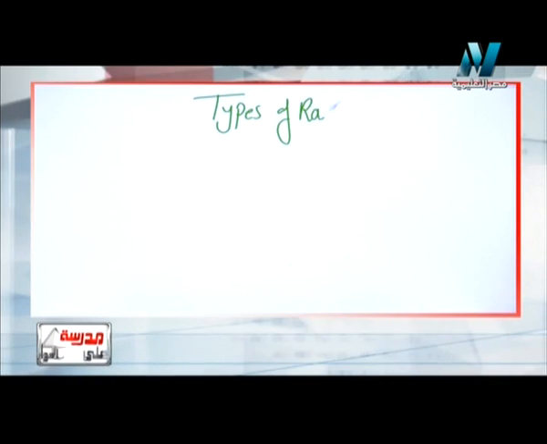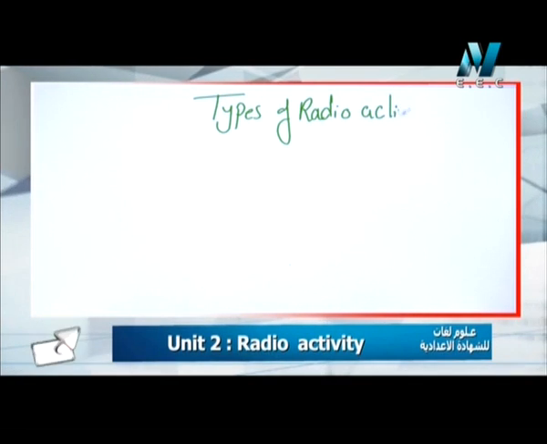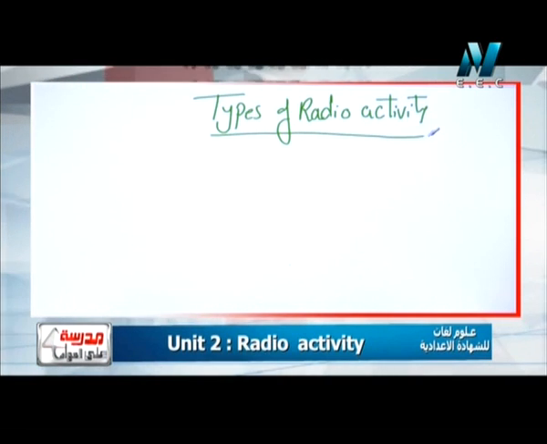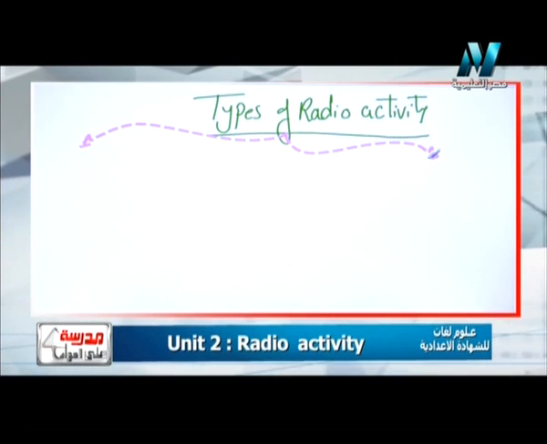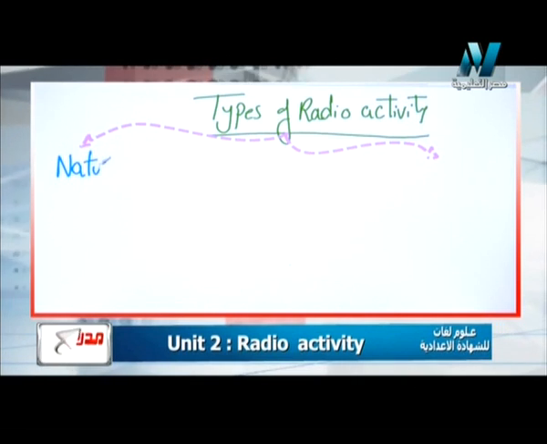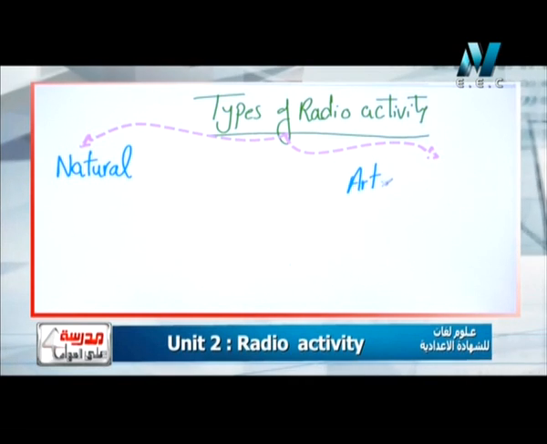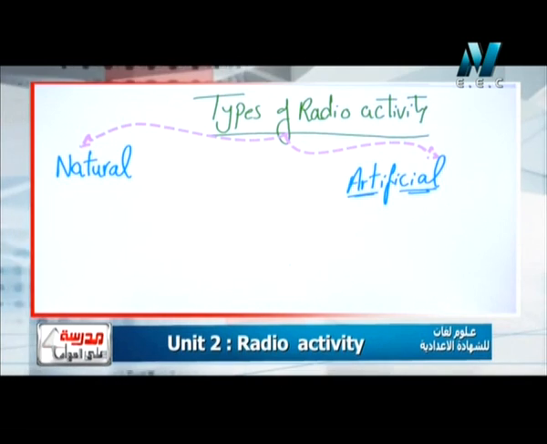So I will say types of radioactivity, or types of nuclear energy, I can say it like that. We have two main types of radioactivity here. Number one is called natural radioactivity. Number two is called artificial. Artificial and natural radioactivity.